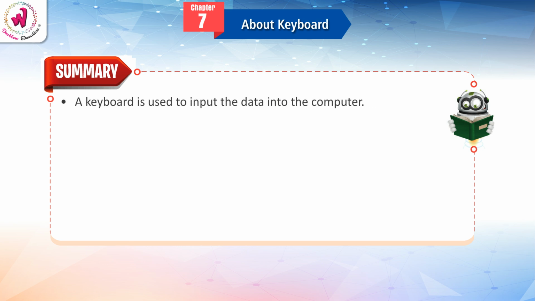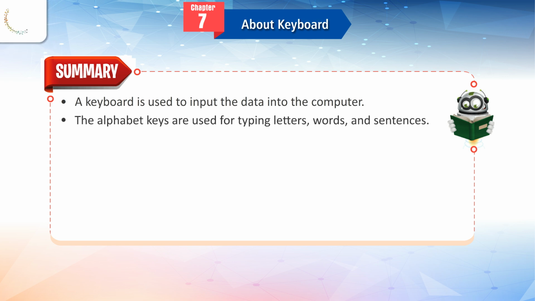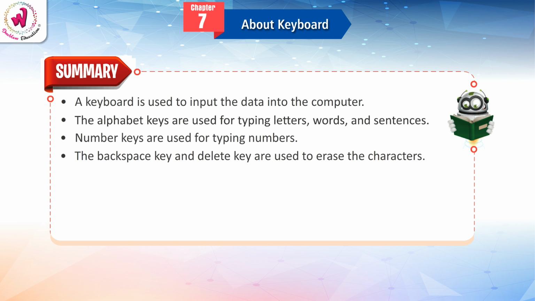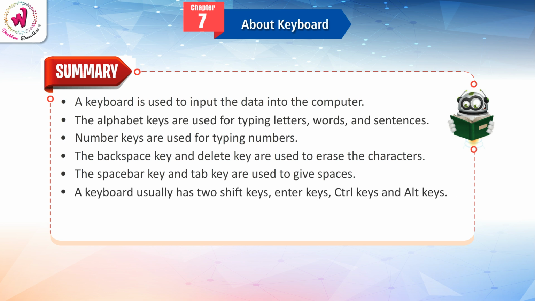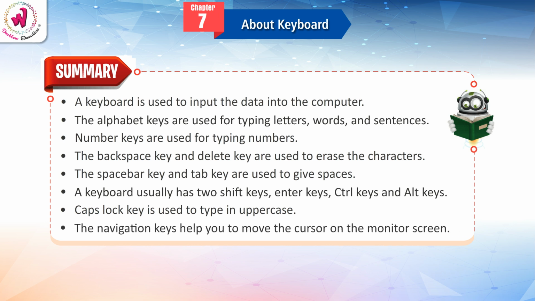Summary. A keyboard is used to input the data into the computer. The alphabet keys are used for typing letters, words and sentences. Number keys are used for typing numbers. The backspace key and delete key are used to erase the characters. The spacebar key and tab key are used to give spaces. A keyboard usually has 2 shift keys, enter keys, control keys and alt keys. Caps lock key is used to type in uppercase. The navigation keys help you to move the cursor on the monitor.